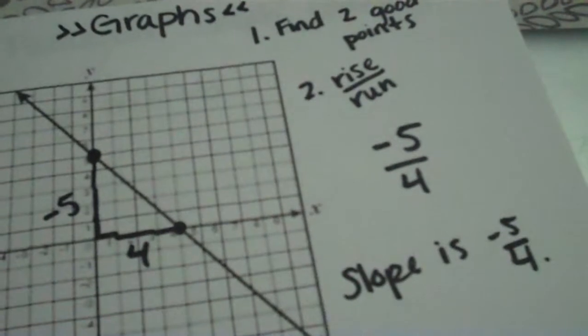And then I have to divide that. So, -5 divided by 4. I get -1.25, but I like fractions for slope. Makes it better. And it's just the same thing, -5 over 4. So slope is -5 over 4. Okay, which makes sense. That's a negative number. This is a negative slope. It all works out. Okay?